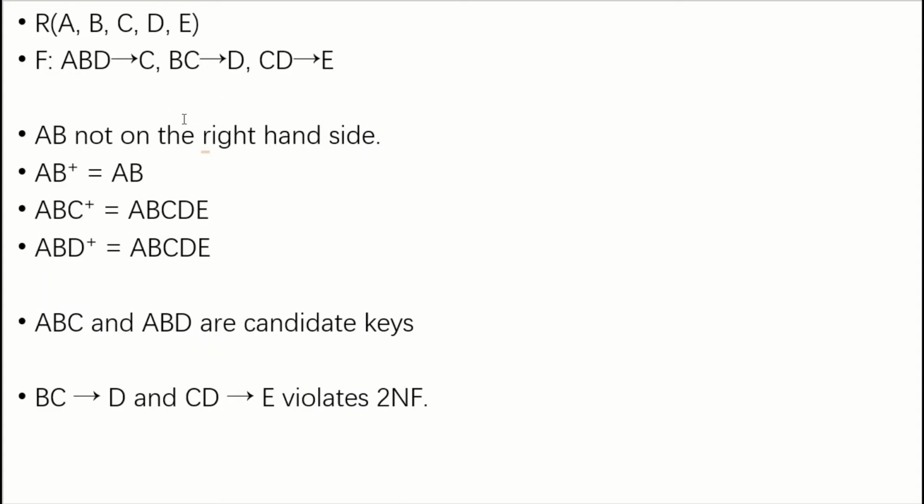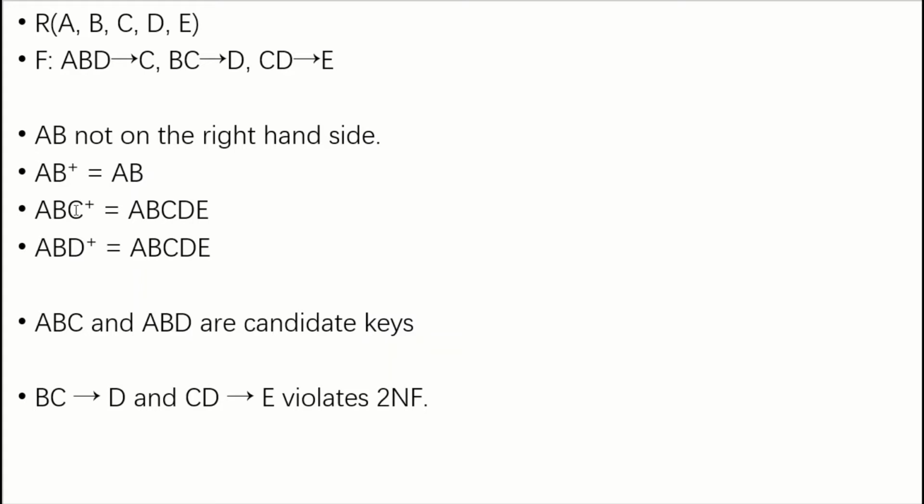So we have to expand out what are the other variables that may come in to become the candidate key. So we have to try with both C and D because they appear on the left hand side. The closure of ABC will give me ABCDE. The closure of ABD will also give me ABCDE. And so both ABC and ABD are candidate keys.